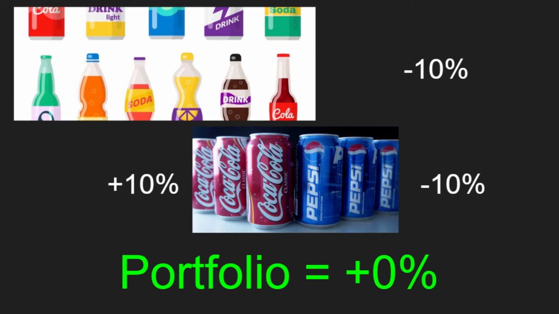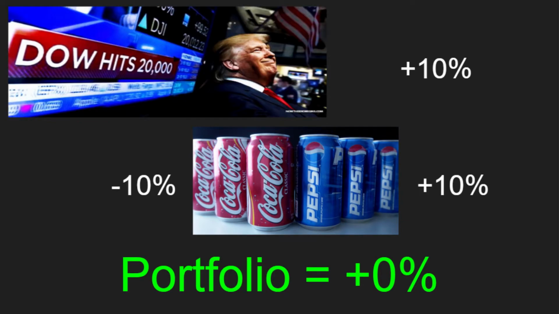And in the case where, say, the entire beverage industry fell 10%, then your Pepsi position, you would have lost 10%, but you would have gained 10% on Coca-Cola, which theoretically means your portfolio made 0%. And also the case with, say, the stock market rallied 10%, again, you would have won in Pepsi, but lost in Coke. So your portfolio would have had a 0% return.